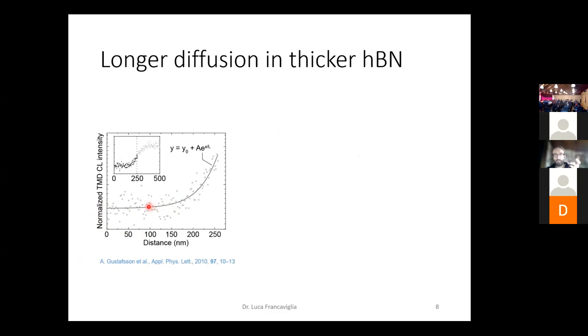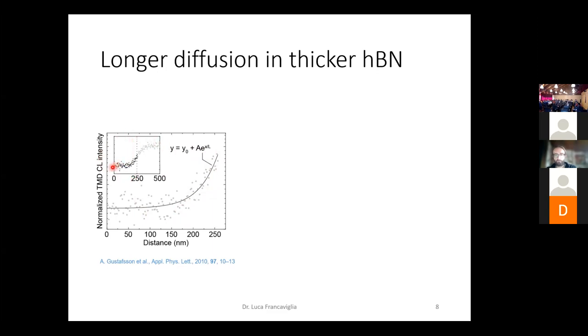And then it's quite straightforward to fit that increase with an exponential curve and then get from the exponent in that exponential curve the diffusion length of those mobile carriers that are responsible for exciting your emitter. So this is exactly what we have done here.